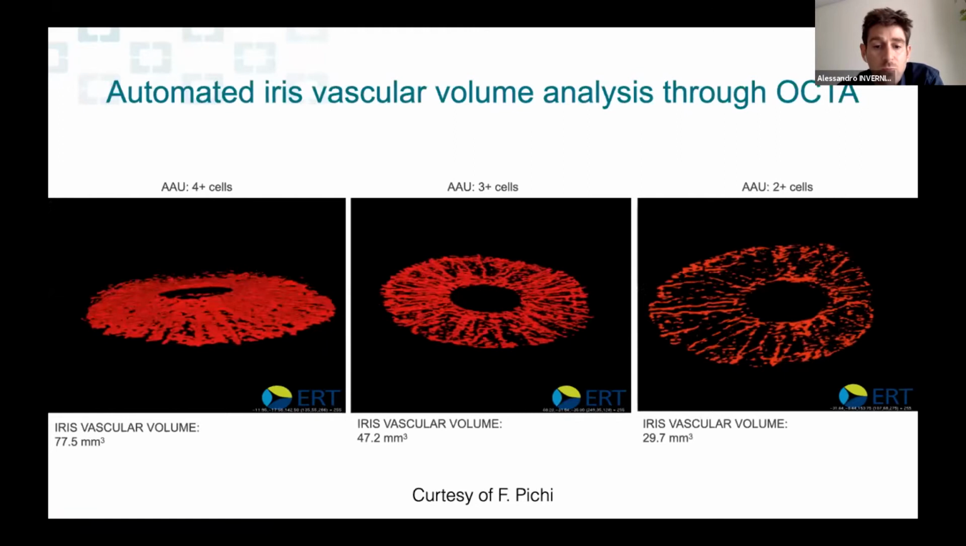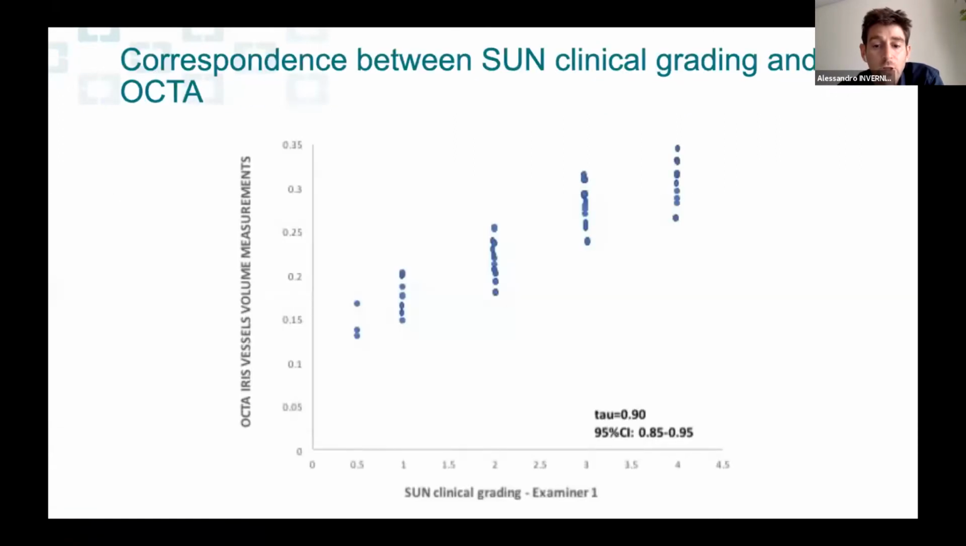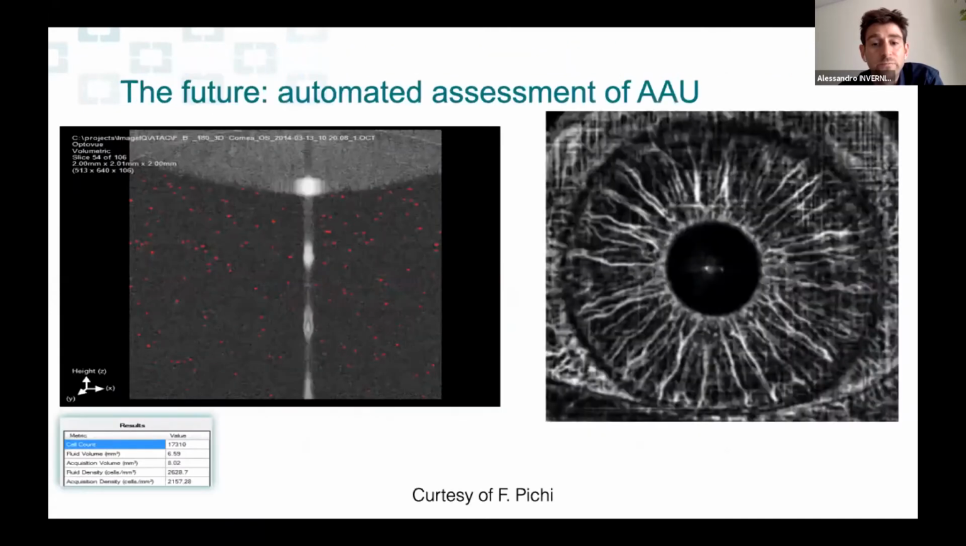They also tried to find a correspondence between the SUN grading scale and the OCTA measurements, and as you see here, they match pretty well. So the future is probably seeing an automatic assessment of the anterior segment inflammation, and this is probably going to be done by counting cells, maybe assessing flare with OCT, and definitely also using OCTA to assess the vasculature of the iris.